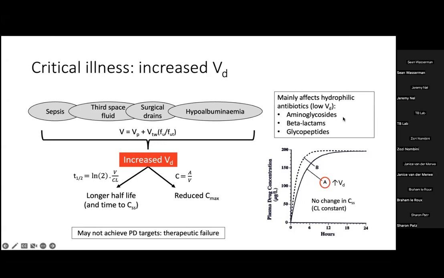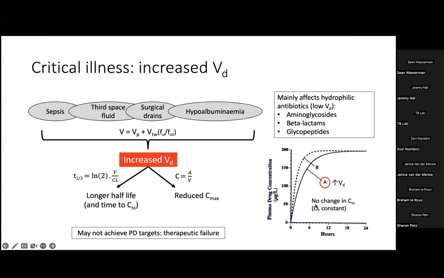And those examples of those drugs are aminoglycosides, beta-lactams, and glycopeptides. And on this figure over here, you can really see the effect visually. This is just a theoretical drug. So again, on the y-axis is concentration, on the x-axis is time.